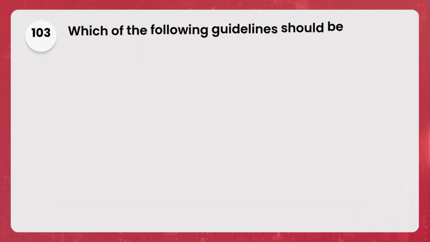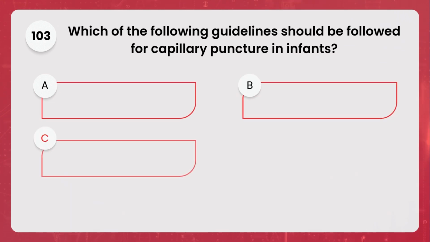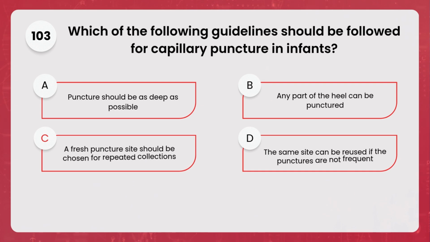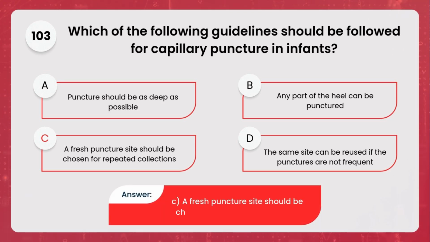Number 103. Which of the following guidelines should be followed for capillary puncture in infants? A. Puncture should be as deep as possible. B. Any part of the heel can be punctured. C. A fresh puncture site should be chosen for repeated collections. And D. The same site can be reused if the punctures are not frequent. The answer is C. A fresh puncture site should be chosen for repeated collections.